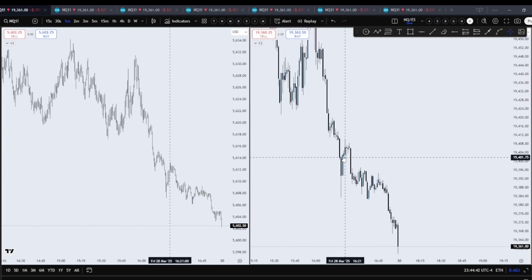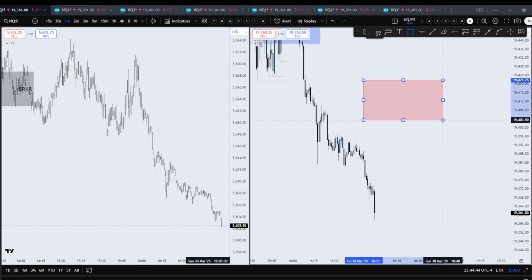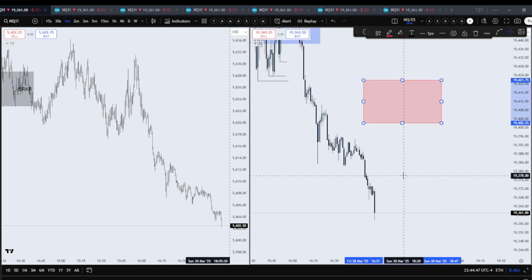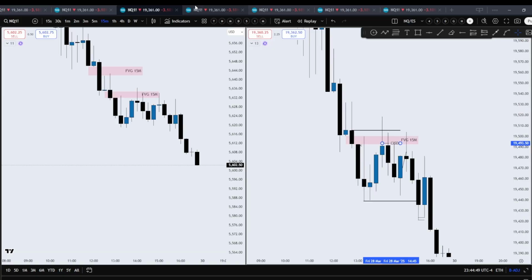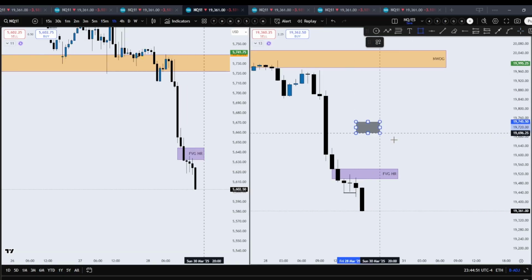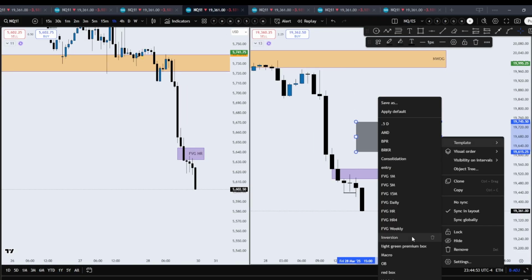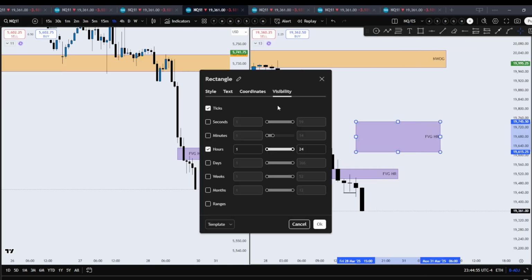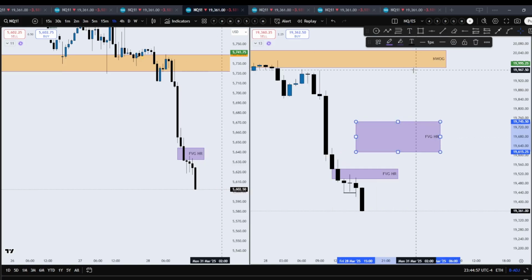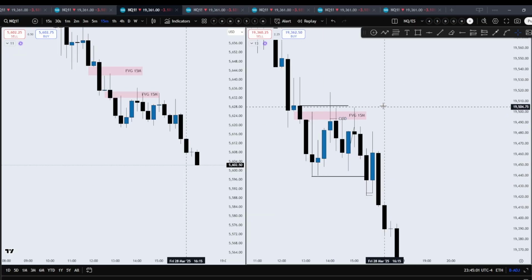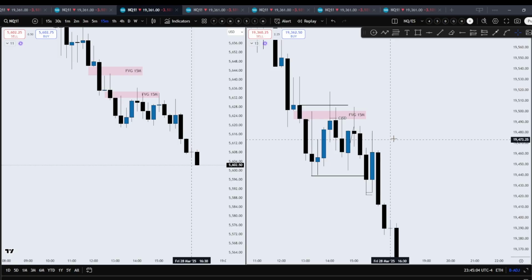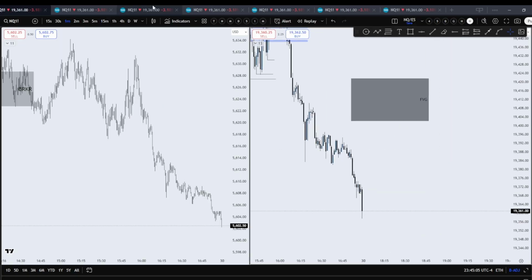NQ on the right, ES on the left again. If I draw a 1-minute fair value gap here, it's not going to show on the 15 nor the hourly. If I draw an hourly fair value gap, I have it set where it's only showing the hourly, even though this is the same template, the same layout. It's not going to be shown on the hourly here, nor the 1-minute here.